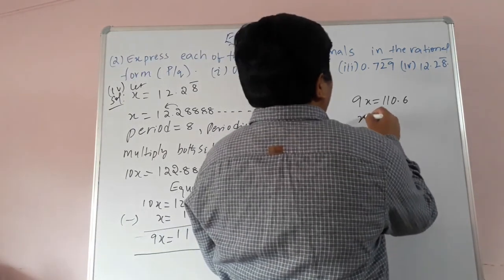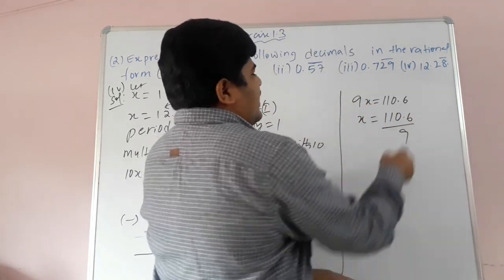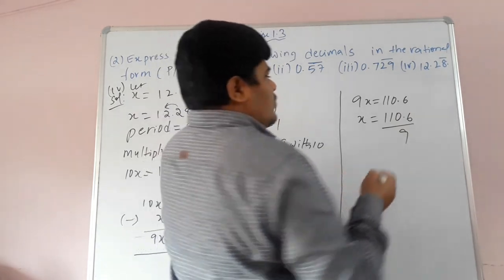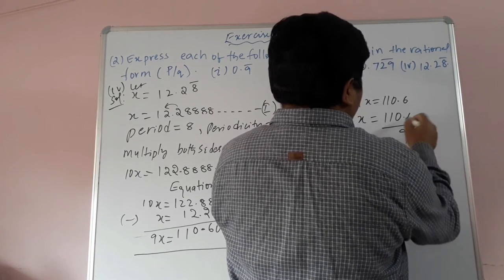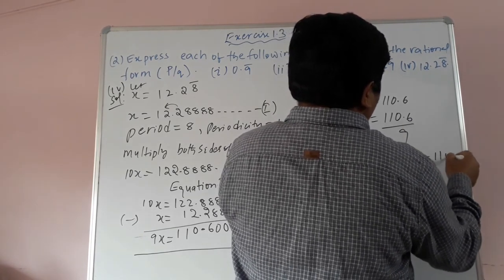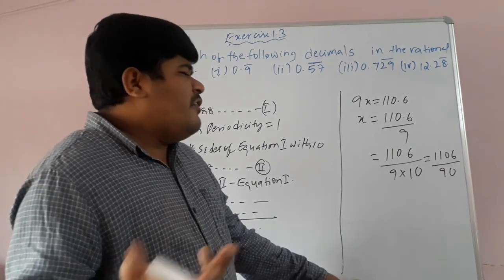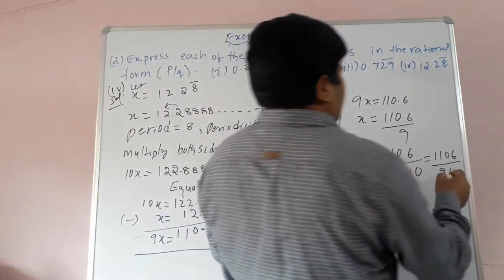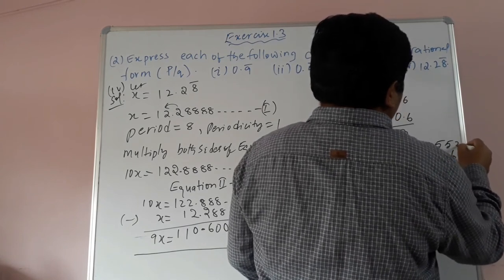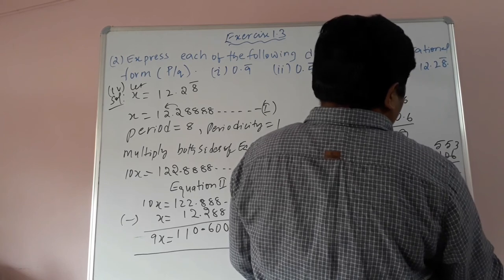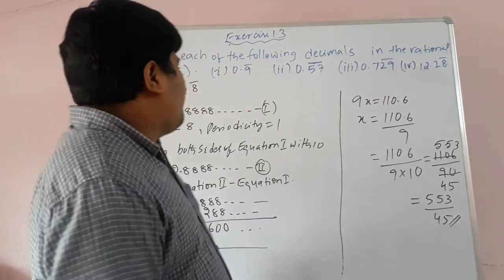Now children, write x is equal to what then? 110.6 by 9. Still, here there is a decimal point in front of one digit. So we can write it as 1106 by 9 into 10, that is, 1106 by 90. If you want, you can reduce it more, children. Both are even numbers. 2 45s, 2 5s are 10, 2 5s are 10, 2 3s are 6. So children, 553 by 45. This is the p by q form of the given number 12.28 bar.